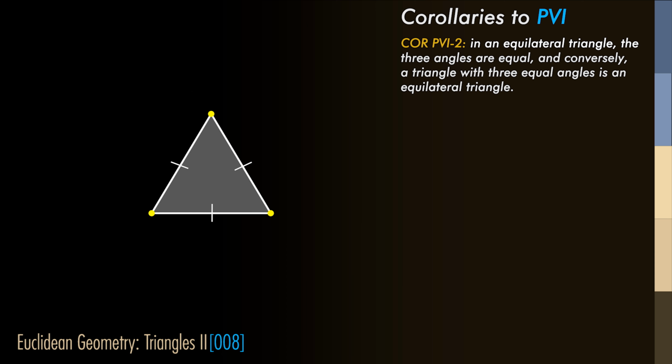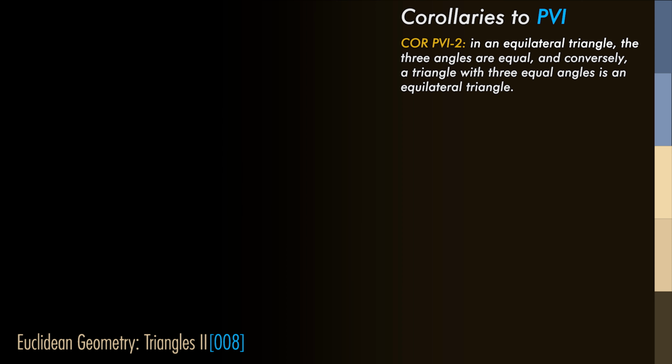The second corollary concerns equilateral triangles. Because an equilateral triangle has three equal sides, and because of the proposition, it follows that an equilateral triangle has also three equal angles. Also, the converse is true of this. A triangle with three equal angles is an equilateral triangle.